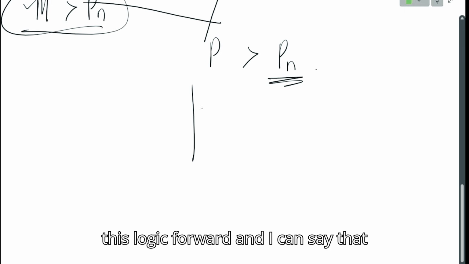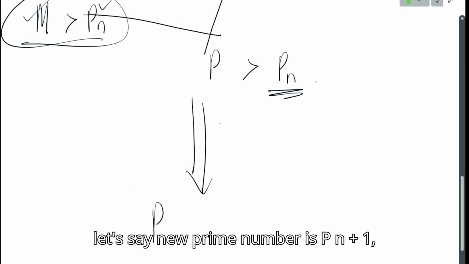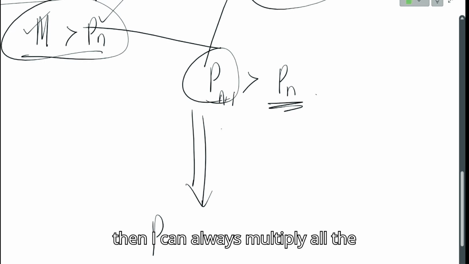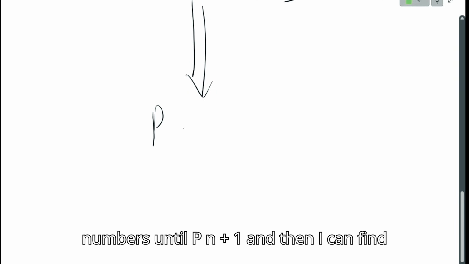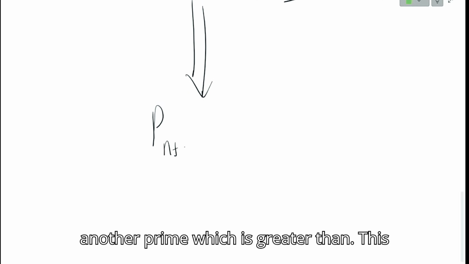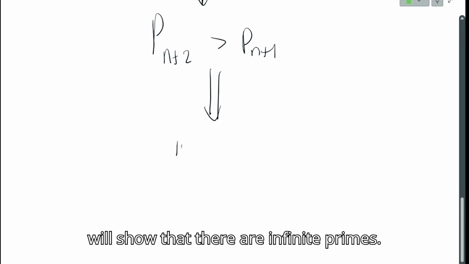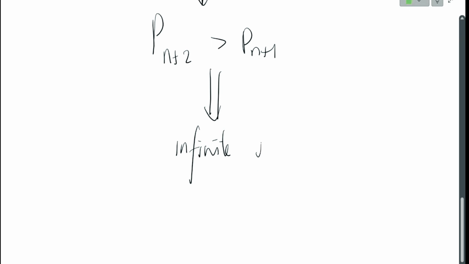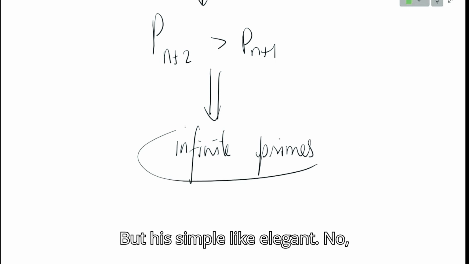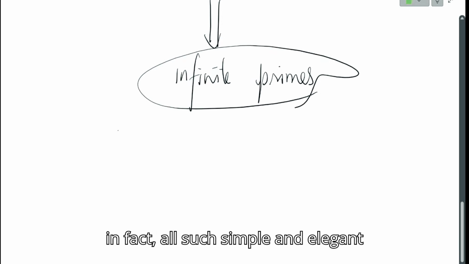So you see, we can continue this logic forward, and I can say that let's say the new prime number is Pn plus 1. Then I can always multiply all the numbers till Pn plus 1, and then I can find another prime which is greater than this one. So this logic will continue, and it will show that there are infinite primes. That is simple and elegant. In fact, all such simple and elegant proofs.